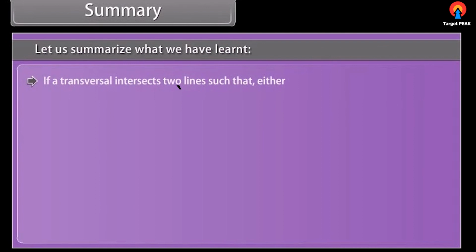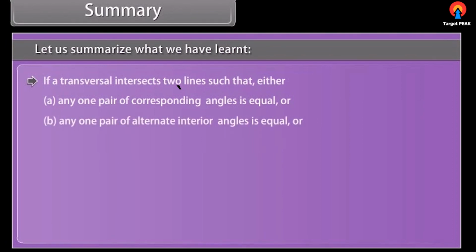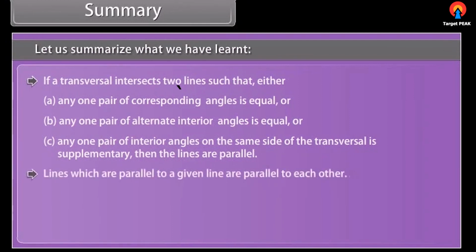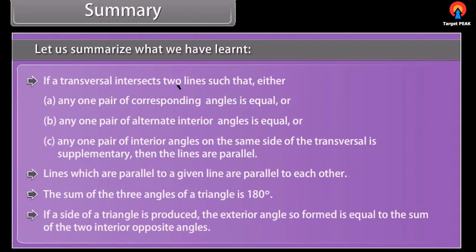If a transversal intersects two lines such that either any one pair of corresponding angles is equal, or any one pair of alternate interior angles is equal, or any one pair of interior angles on the same side of the transversal is supplementary, then the lines are parallel. Lines which are parallel to a given line are parallel to each other. The sum of the three angles of a triangle is 180 degree. If a side of a triangle is produced, the exterior angle so formed is equal to the sum of the two interior opposite angles.